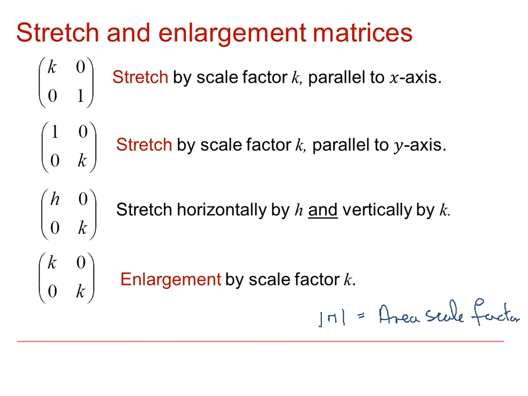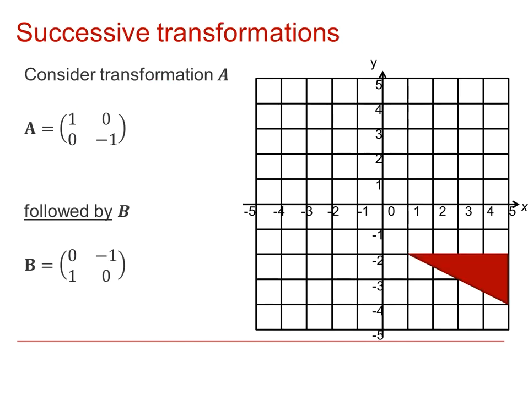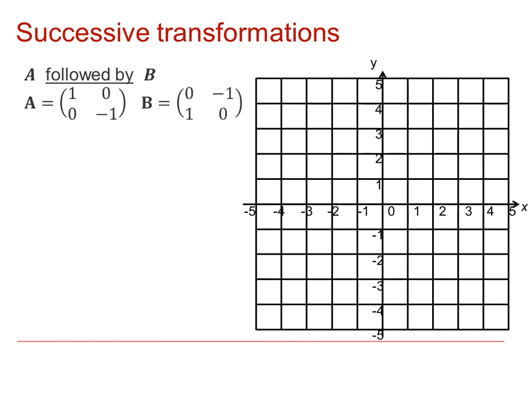Now what I want to do now is to look at what happens if we follow one transformation by another. So for example, what if we take this triangle here and we transform it first of all by A, which is given by the matrix 1, 0, 0, -1, and then B, which is given by the matrix that's there. So what happens if we do A followed by B?